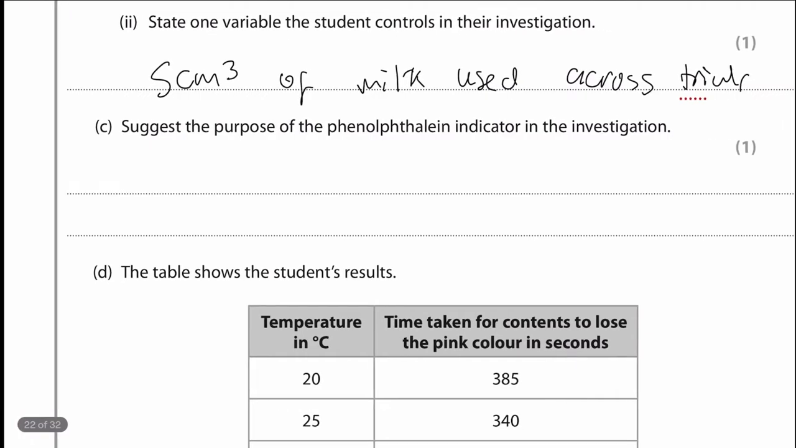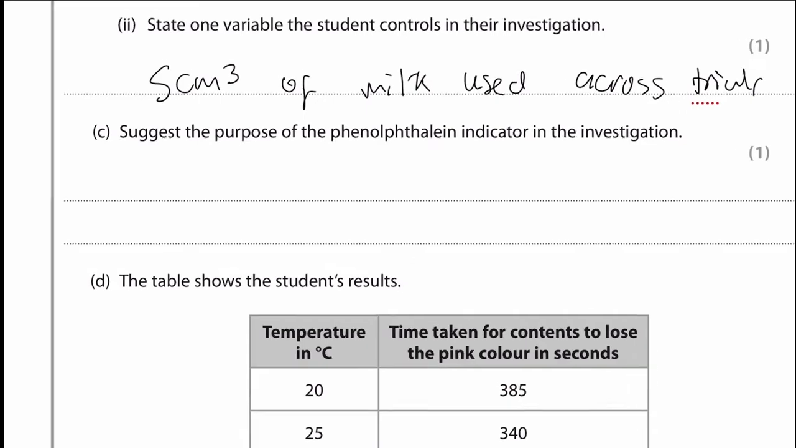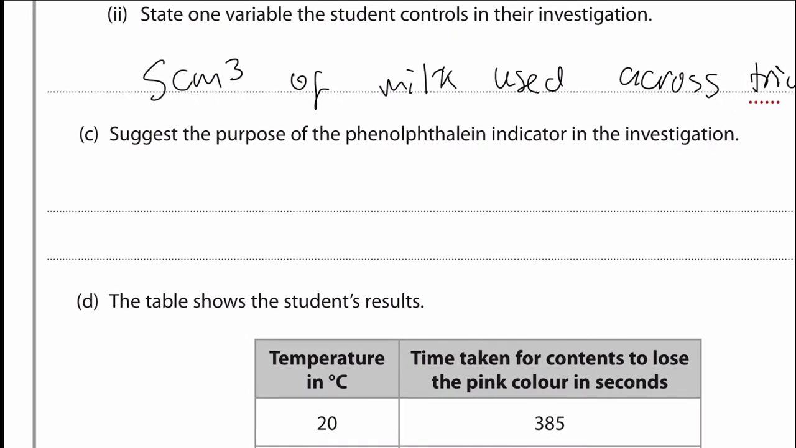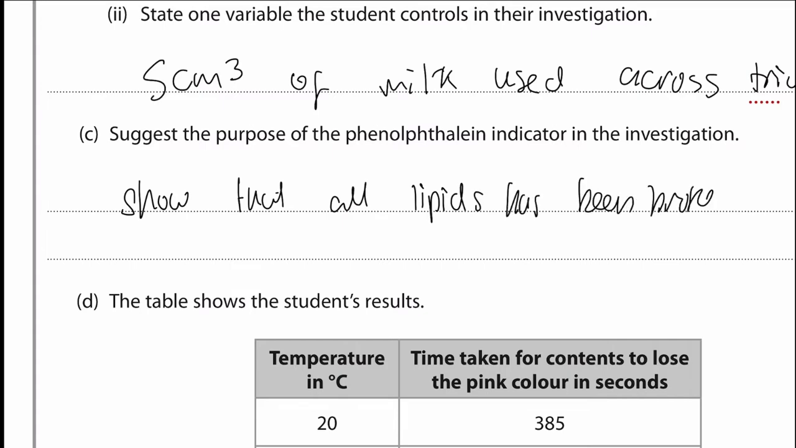Okay. So just the purpose of the phenolphthalein indicator. Well, we didn't really need to look at the rest of the method for that. We can just answer it. The reason we're using phenolphthalein is to show that all the lipid has been digested, that has been broken down. So it's our indicator. Show that all lipid has been broken down. Simply done.